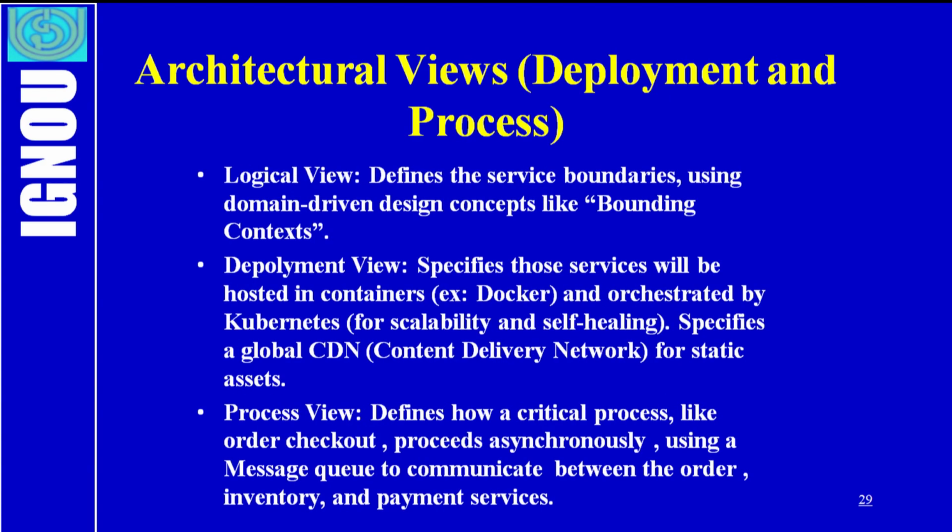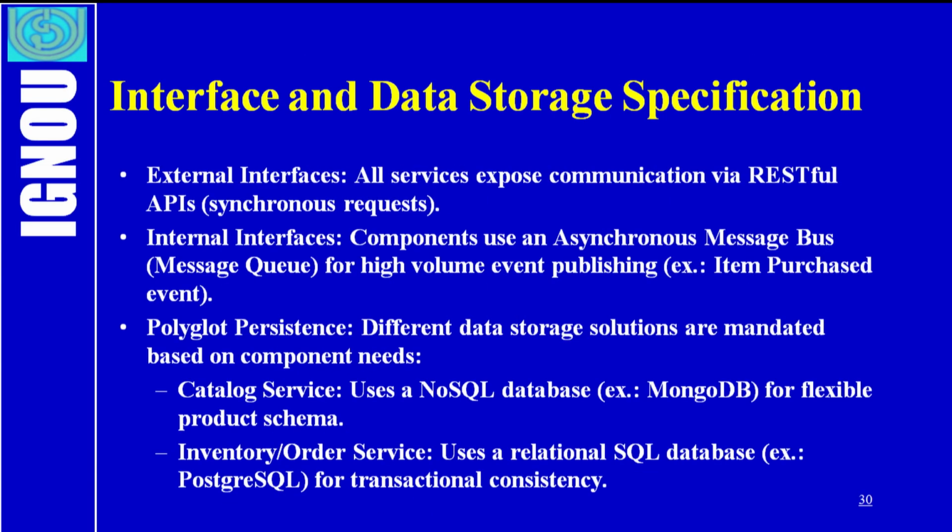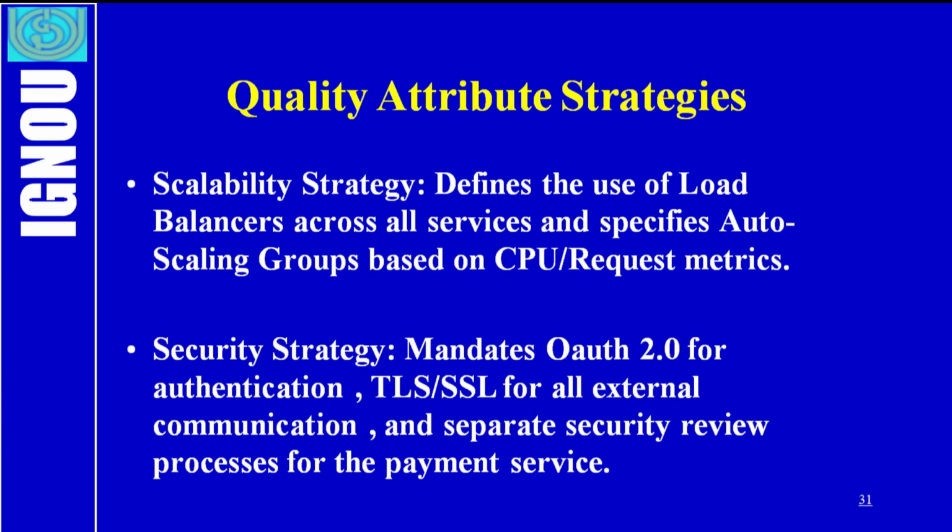Then comes architectural views, deployment and process. One is a logical view, the other is a deployment view, and the other is the process view. Interface and data storage specification, we have external interfaces, internal interfaces, and polyglot persistence, of which catalog service, inventory, and order service are part. Then finally, quality attribute strategies. The other, they are scalability strategy and security strategy. So these are the inputs and outputs of the architectural design. But how to take input and how to arrive at the output of the architectural design, we will be looking in the future.